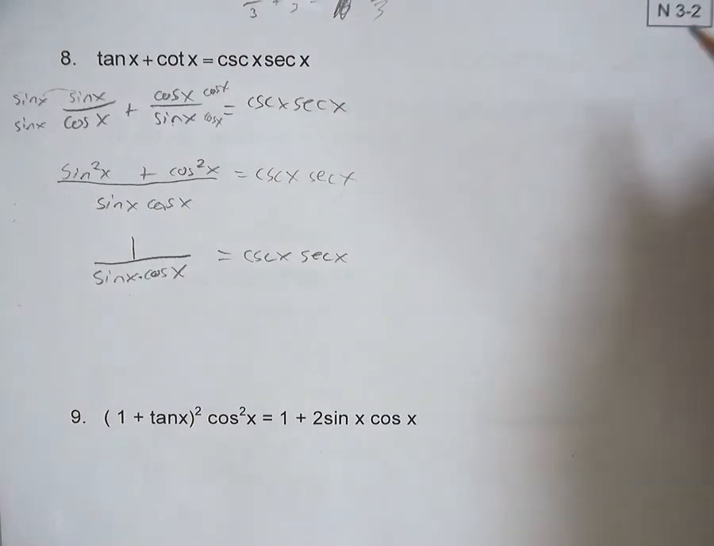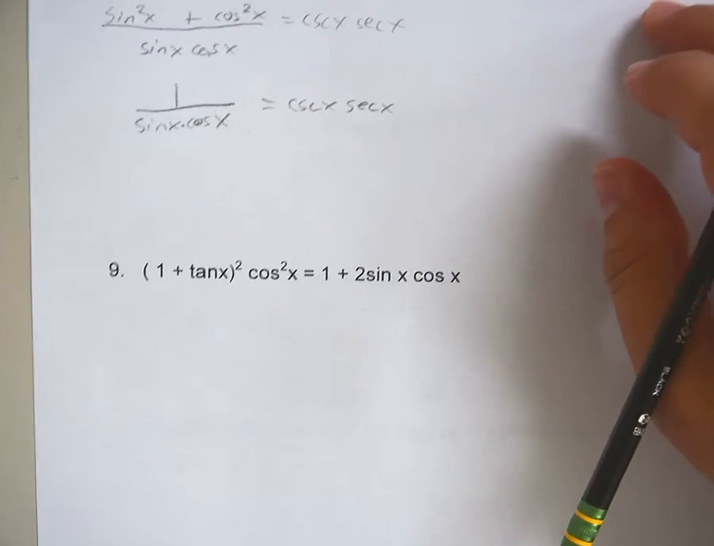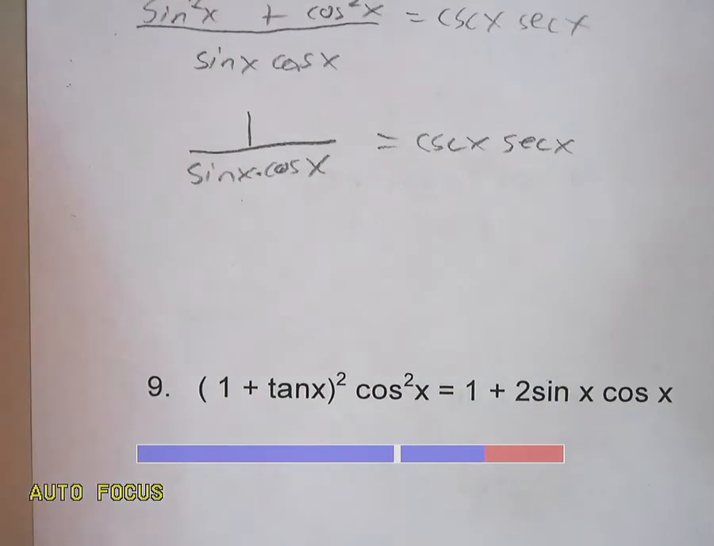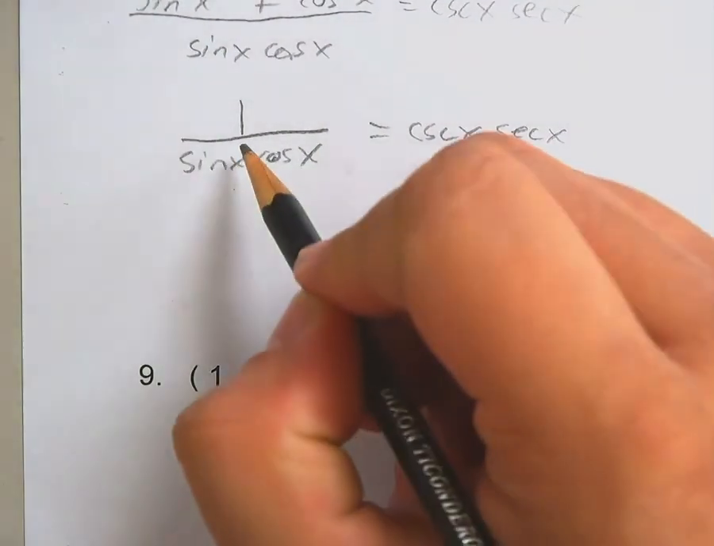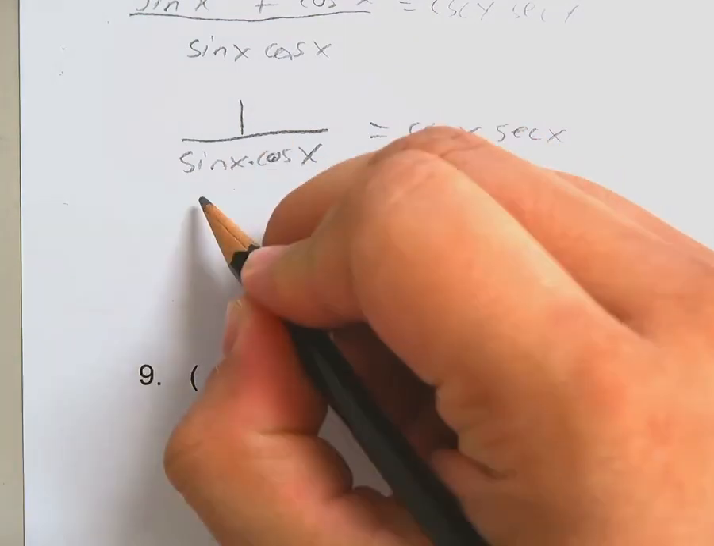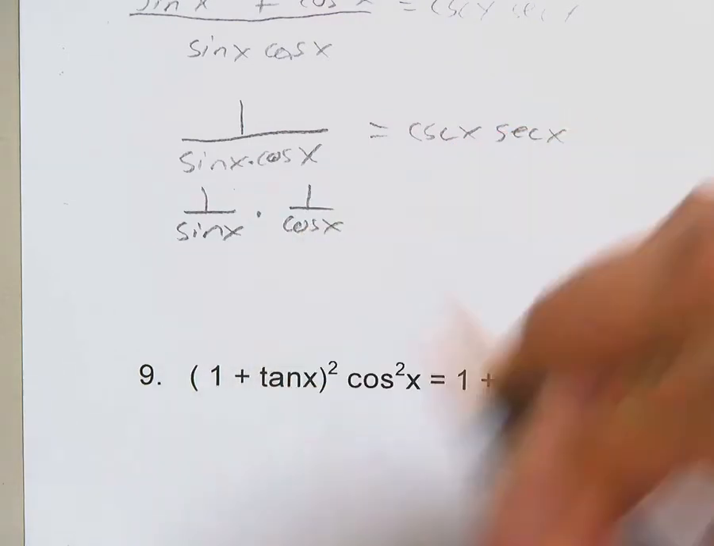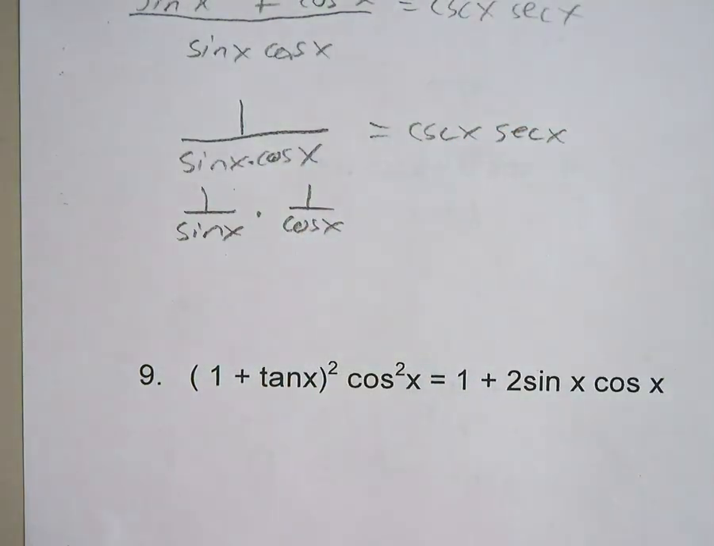But what if I wanted to flip them? Let me ask you this. Before I get any farther, I want you to tell me, and don't just assume they are because I may be playing a trick on you. Is this 1 over sine x cosine x the same thing as this? Pause the video, catch up. Are these two things the same? 1 over sine x cosine x. Is that the same as 1 over sine x times 1 over cosine x? Well, yeah. You're just splitting the fractions. Yeah, those are the same.